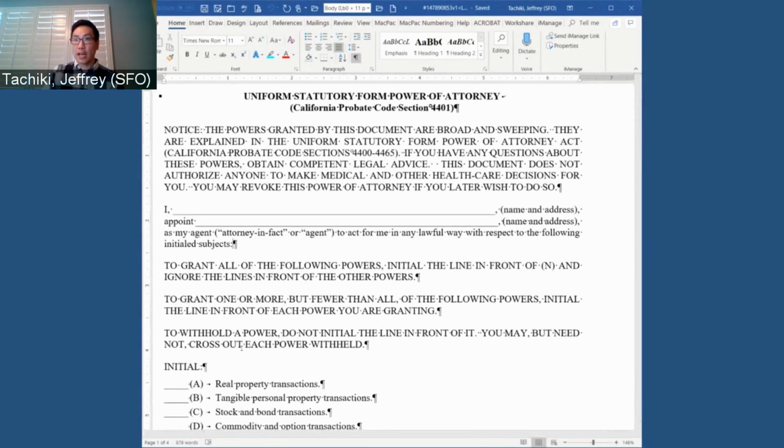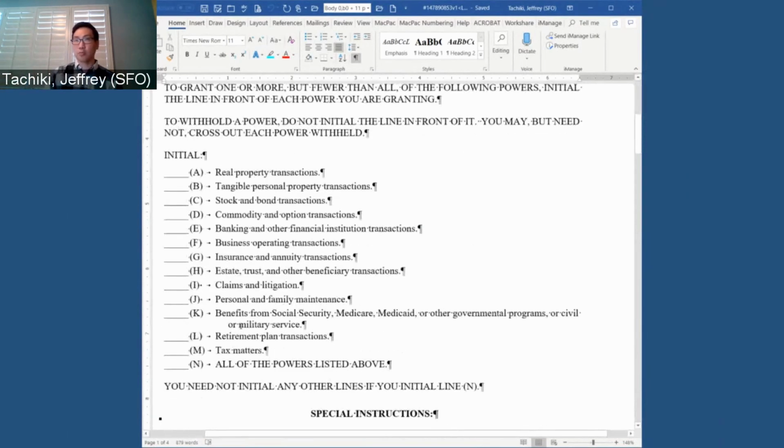All right. And then below that, you see some sentences there in caps. Those sentences are with reference to the powers that are listed there below, A through N. For most people, as you look through these powers, most people are going to select line N, that is all of the powers listed above. And the reason is typically this: whoever you select, if you trust this person, you want to give them as broad of powers as you can, so that they can address whatever issue might happen to come up on your behalf, right? And because we don't necessarily know what those issues will be in the future, giving them the broadest powers possible is usually advisable.